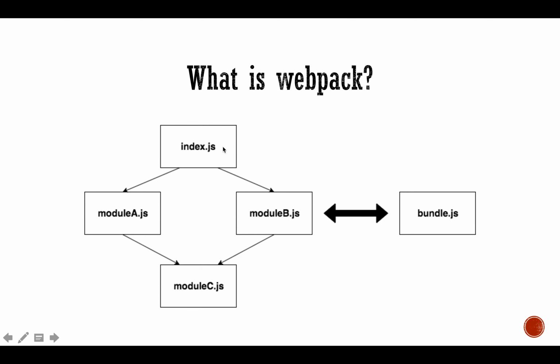So over here we have a file index.js that's going to be our entry point. And it depends on two modules, module A and module B. And they both depend on module C. And what Webpack is going to do is take those, create a dependency graph of them so it knows what all the dependencies are within our modules, and then it's going to output a bundle.js file.